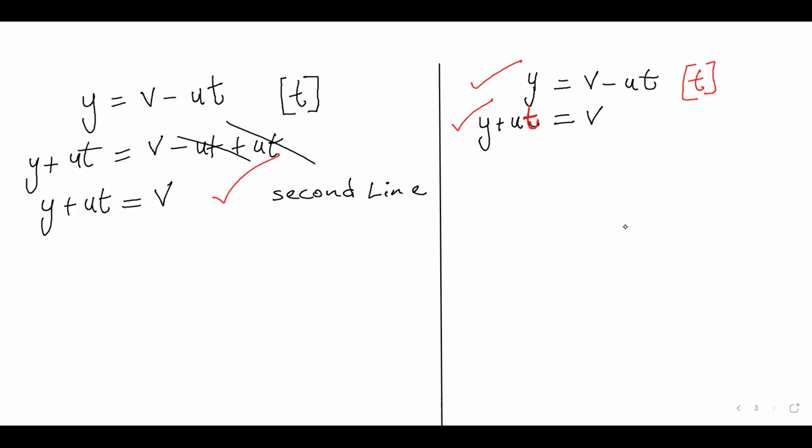So step 3, sir, you're dividing both sides by UT. No, you cannot divide. You have Y plus UT equals V, and we are finding for T. What do you get rid of first?